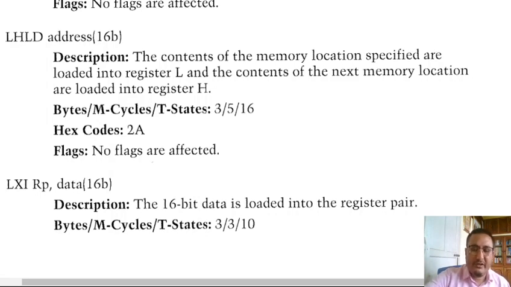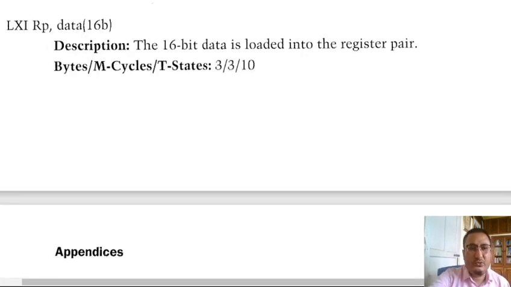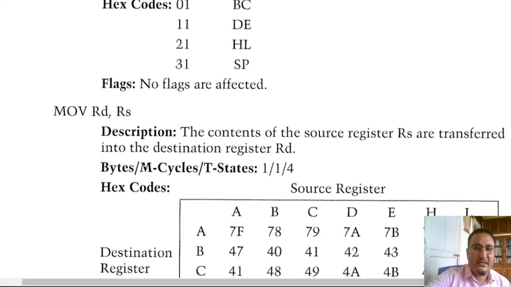Now LXI register pair, 16-bit data. On execution, LXI loads the 16-bit immediate data onto the register pair. This is very important for you to understand. It requires 3 bytes, 3 machine cycles, and 10 T states. The associated hex codes with the register pairs are given for your perusal, so you can go through it. None of the flags are affected.